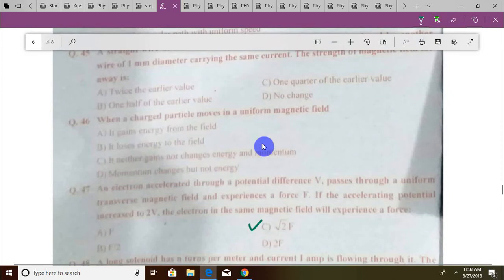So when a charged particle moves in a uniform magnetic field, does it gain energy from the field? No, because the direction in which it acts is always perpendicular. It will lose energy, unlikely. Generally there is ionization observed, but not due to the field. It neither gains nor loses energy. There is a change in momentum because of the change in velocity direction. So answer is D.